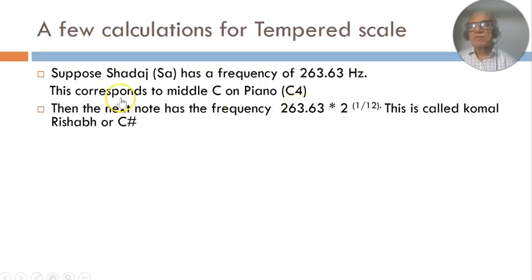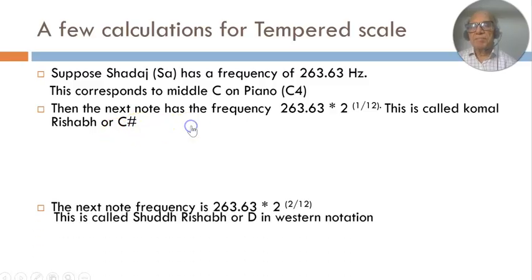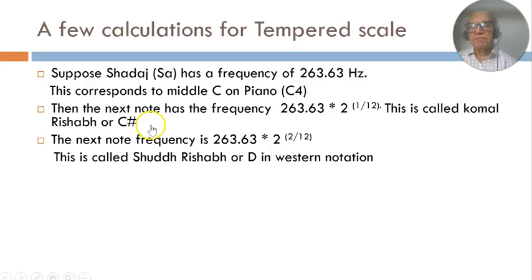Okay, so the next note, if you want to calculate, you multiply this reference frequency by 2 raised to 1 by 12, and what you get is a note called Komal Rishabh or C sharp. And if you want to find the next note, that is Shuddha Rishabh, then you multiply the reference frequency by 2 raised to 2 by 12. So notice this is Shuddha Rishabh, this is Komal Rishabh, and if you take the ratio of these two, you get 2 raised to 1 by 12.